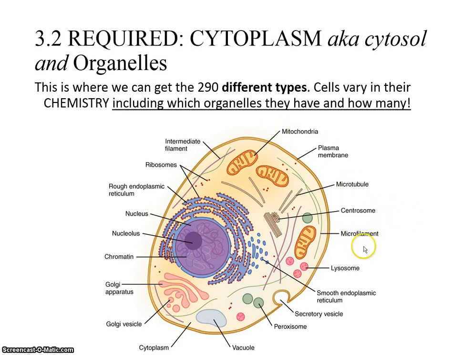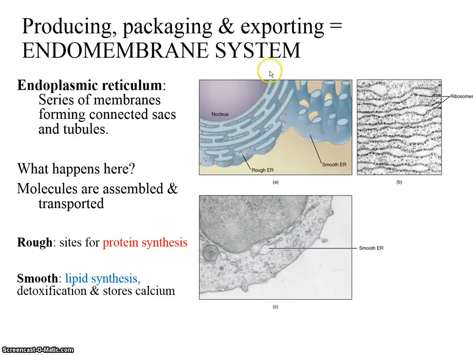For the most part, these are represented on your cell model in lab, though you can't really tell the difference between a peroxisome and a lysosome on that model. But that's okay, we'll still talk about them. And it doesn't really show the microtubules except with the centrosome.